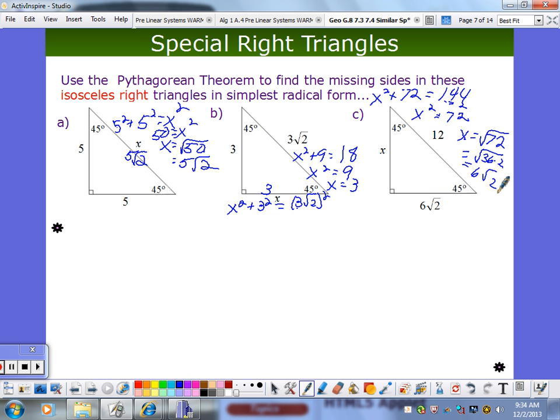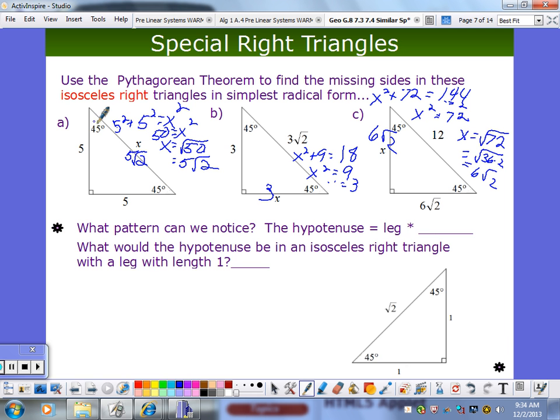by 6 rad 2. So let me erase some of the jazz here we got going, and just look at the values that we got here. I've got 5, 5, 5 radical 2, 3, 3, 3 radical 2, 6 radical 2, 6 radical 2, 12. And I'm noticing these are all 45, 45. Can we see a pattern? Can you see a pattern? What is it? What do you think's happening? Well, what's happening in these two?